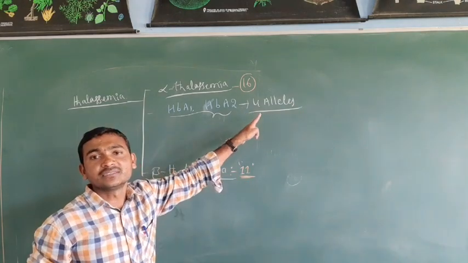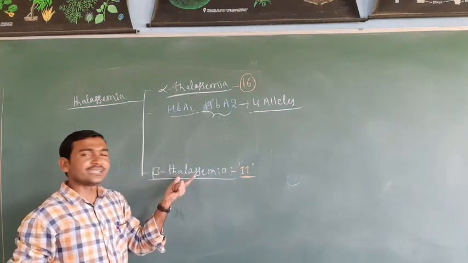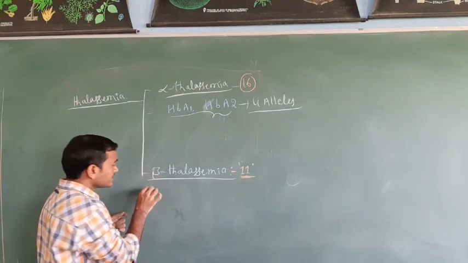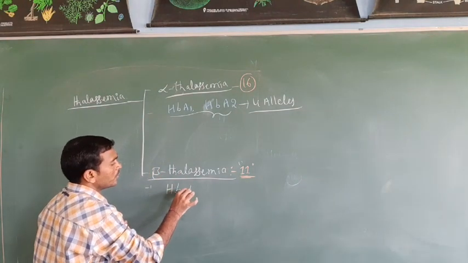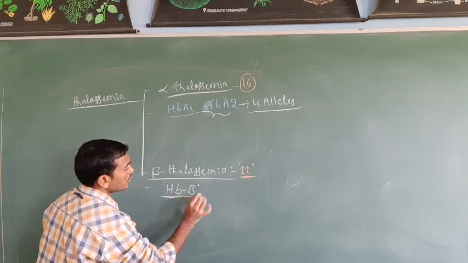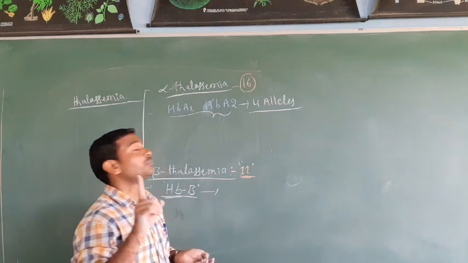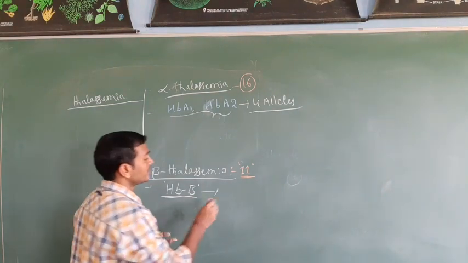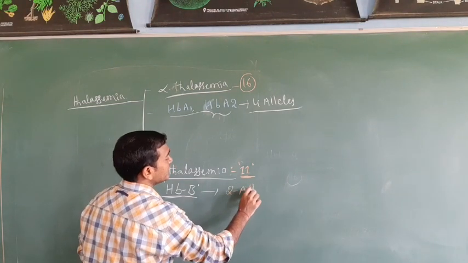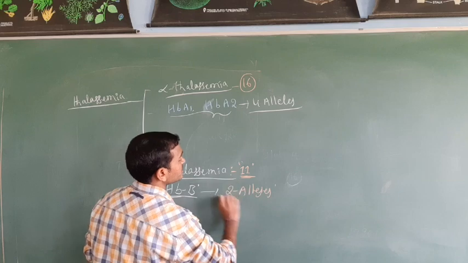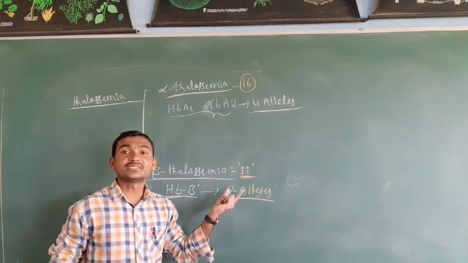Four alleles are present. Now we can take beta thalassemia. Only one gene is responsible, that is hemoglobin B. So how many alleles are present here? Only two alleles are present. It means only one gene, so two alleles are present.